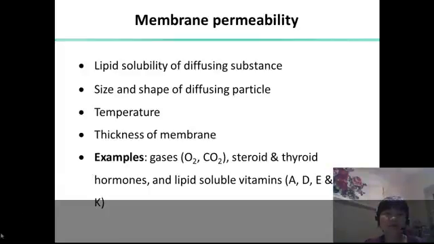So here are some examples of molecules crossing the membrane by simple diffusion. First of all are the gases during respiration. Steroid and thyroid hormones in endocrinology cross the membrane by simple diffusion. And also lipid-soluble vitamins can cross the membrane by simple diffusion, which are A, D, E, and K.